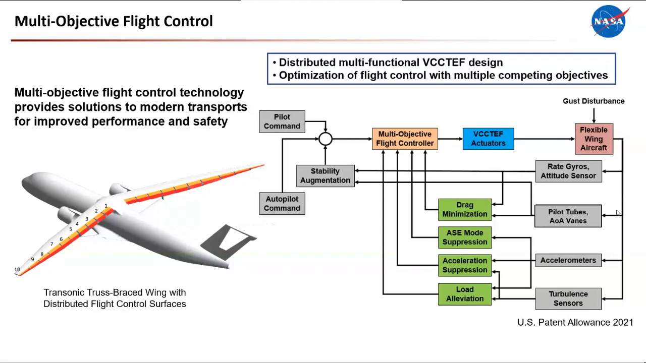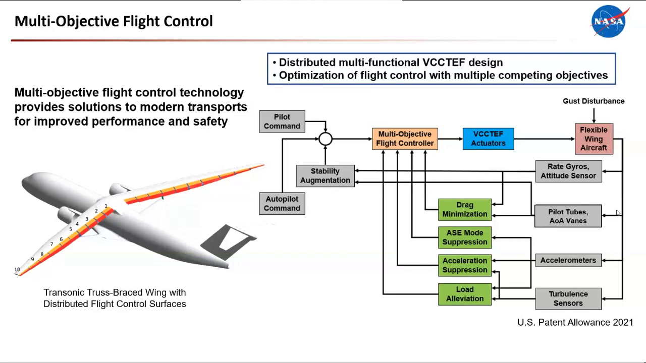In a traditional aircraft design, you have only one control authority per axis. You can only control pitch with the elevator, roll with the aileron, and yaw with the rudder. That's all you could do because you don't have any redundancy. But the future aircraft could have a lot of redundant flight control surfaces, like the VCCTE, for example, and Boeing's already looking at redundant flight control surfaces. We call it distributed flight control surfaces. The moment you have more flight control surfaces, you have the additional design freedom to optimize your flight control system to do all the objectives that you normally would not be able to do because you don't have enough control authority. Now you do.